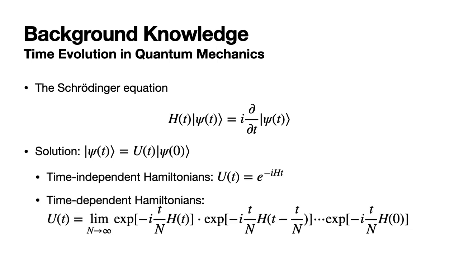For time-dependent Hamiltonians, the solution involves this product formula approximation shown on the slide. We split up the time evolution into n small time steps of size t divided by n, and approximate it as a product of small unitary operations.